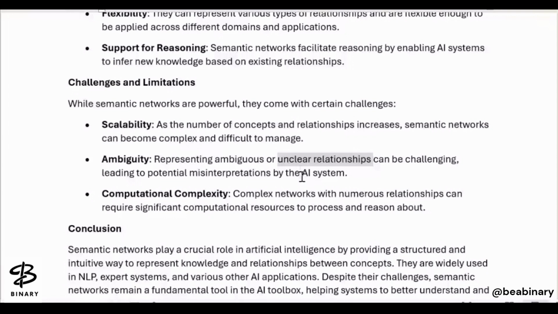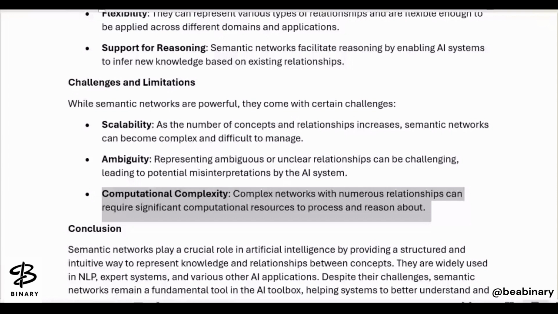And then there is computational complexity. When the number of relationships and nodes is large, or the concepts are many, we are talking about complex networks here. A complex network with numerous relationships can require significant computational resources to process and reason about it. So what is a semantic network?